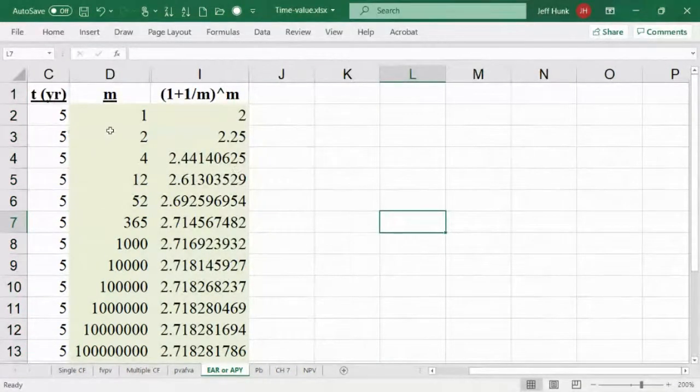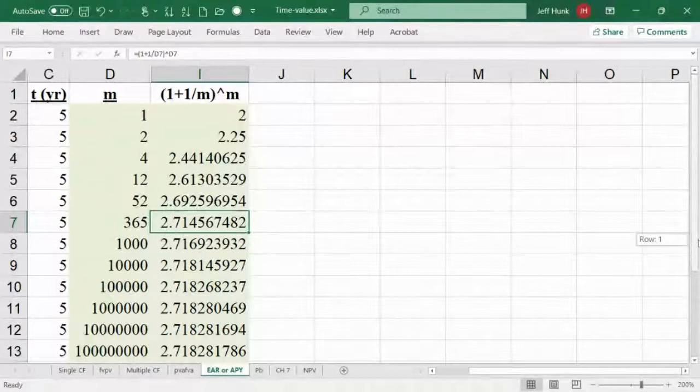Okay, so if M is 1, compounding frequency is 1, then 1 plus 1 over M raised to M is 2, right? And then if you raise it to 365, daily compounding, that 100% APR compounded 360 times a year, the compounding factor, in other words, will be 2.714.